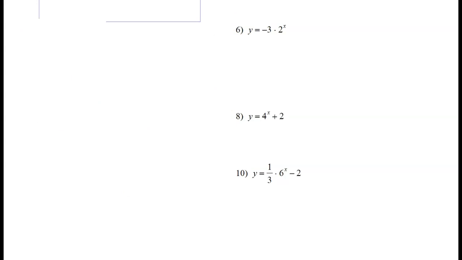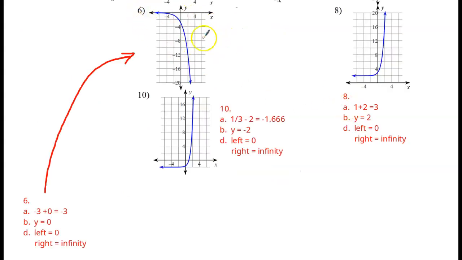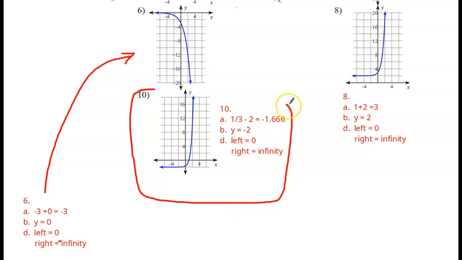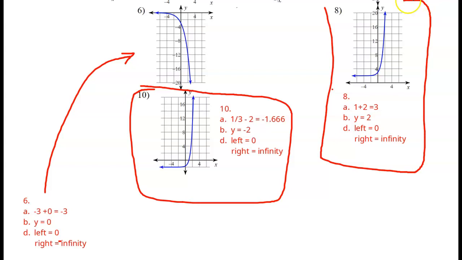Here we go. All right, guys, so here's your solutions. Your graph on number 6 should have looked like that. Here's the work down here. And then 10. Here's the stuff for 10. And here's the stuff for 8. So I'll let you guys go ahead and check your work there.